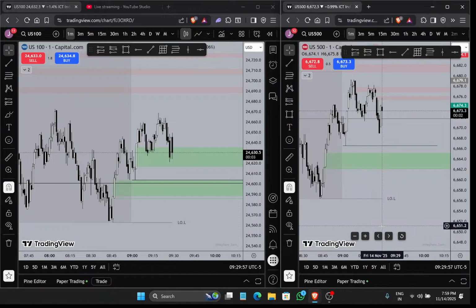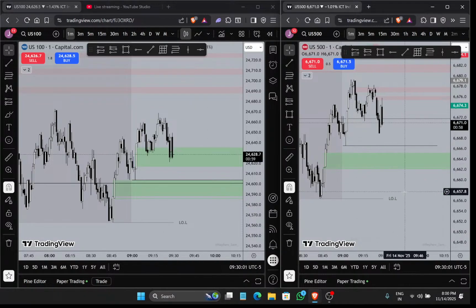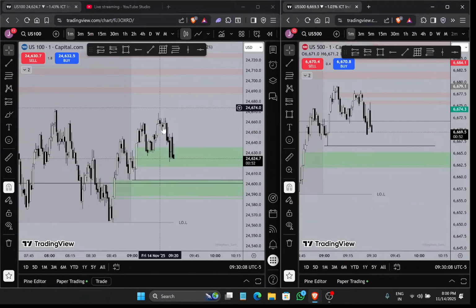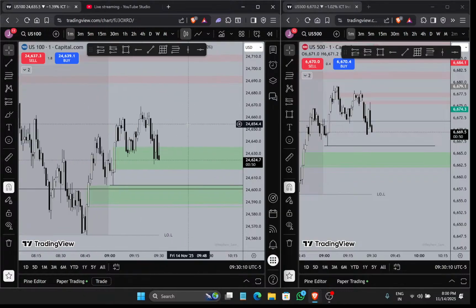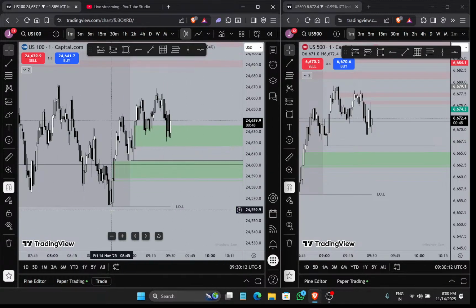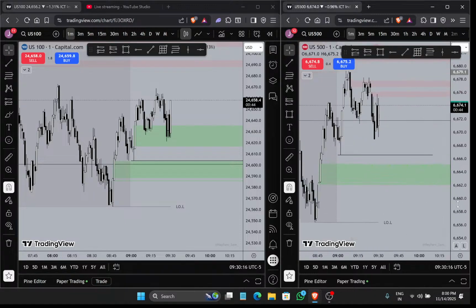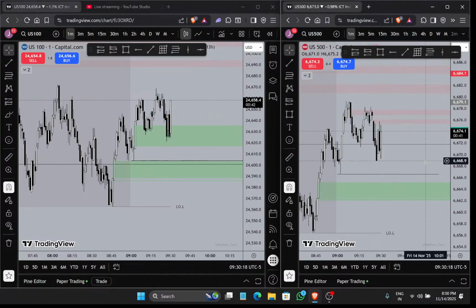So let's look for an inversion from either of these levels. The opening is done. We can target these highs. That is our target for today. These are London lows. I don't think price will go to the London lows today. Okay, it is pushing without retracement, so let's see what will happen.